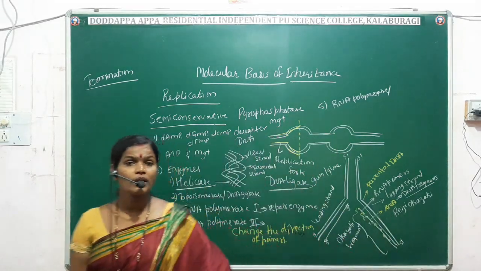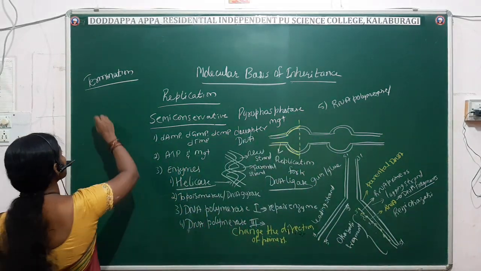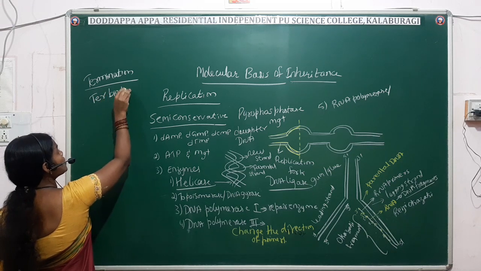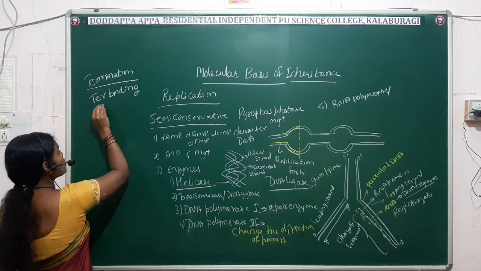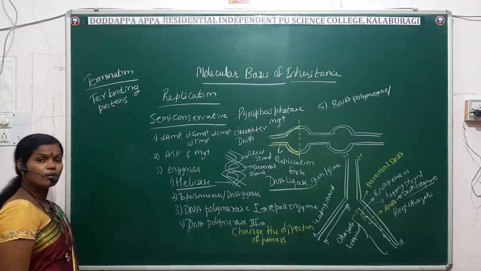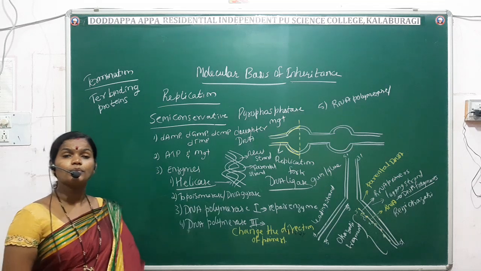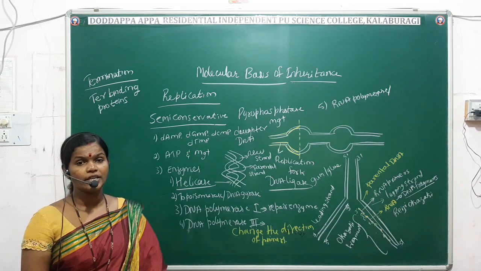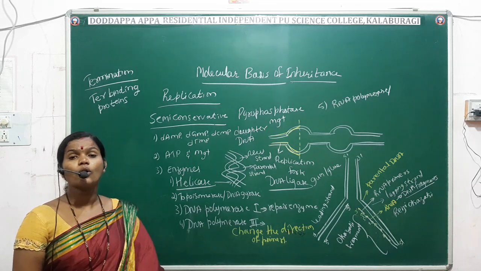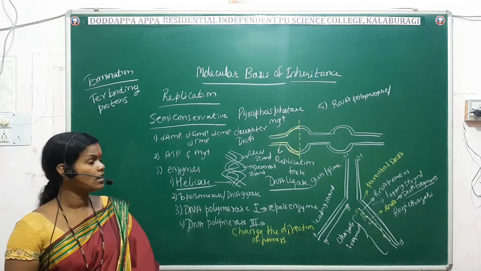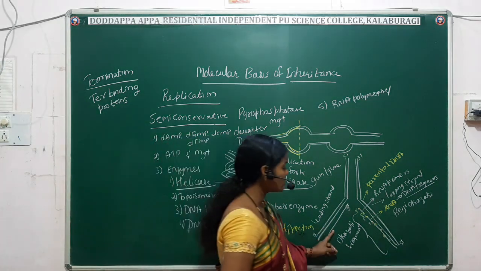In that termination, we are going to see the formation of TER-binding proteins. What is formed here? TER-binding proteins. These are the proteins which are stopping the process of semi-conservative replication, and then the daughter DNA is coming outside from the parental DNA. Okay, TER-binding protein is going to come.